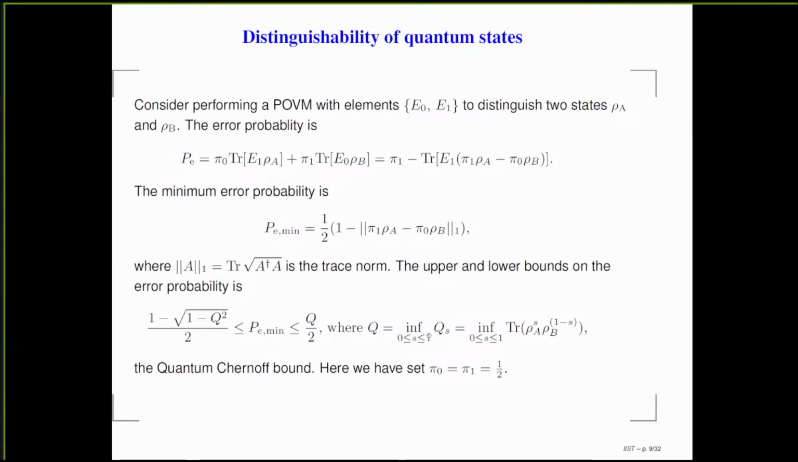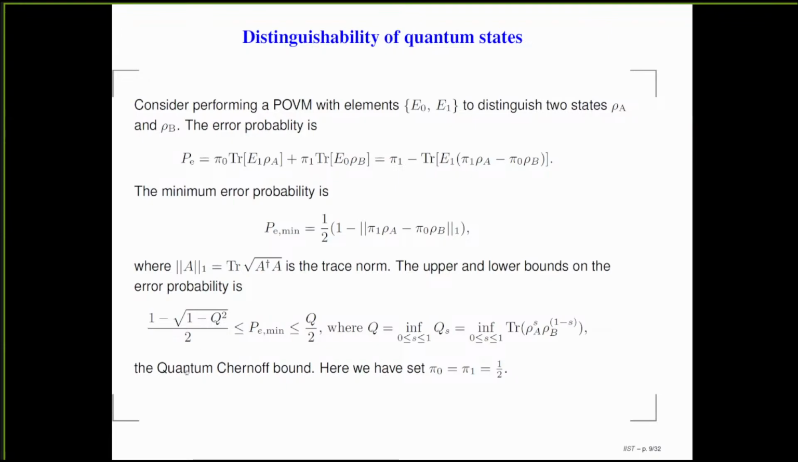defined through this Q_S, which is some infimum of trace of rho_A power S and rho_B power 1 minus S. So you have to basically take rho_A and rho_B, calculate their fractional powers, and then you take the trace and then the infimum over all S, and if you're able to find that Q, then through these expressions we get a lower bound and upper bound on the error probability in using this sort of a POVM to distinguish rho_A and rho_B.